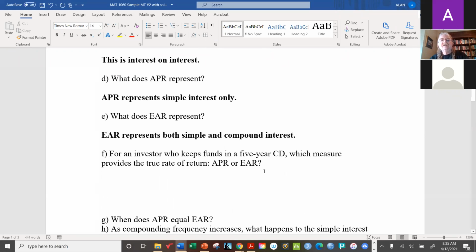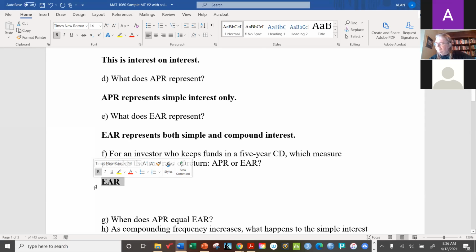Now, for an investor who keeps a 5-year CD, which measure provides a true rate of return? That would be the EAR. In other words, the APR is only showing you how much simple interest you're earning, so it's not complete in the sense that it's leaving out the compound interest. It's important to know that number, but what really matters to the investor is that the EAR is the number that you're actually earning.